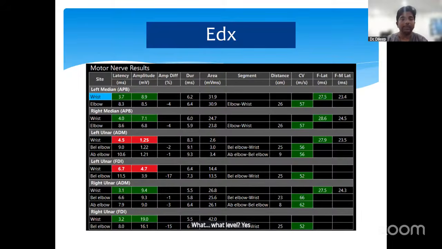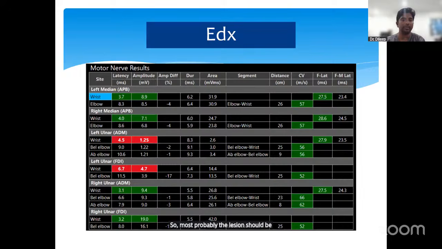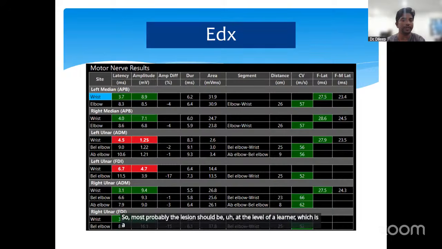Yes, ma'am. As the patient has only motor weakness involving the interossei and the ADM, with no sensory involvement of any digits or the palm, it can be distal, maybe at the level of the wrist, or distal to the wrist, because the sensories are all normal. The only complaint is motor involvement of the interossei and the hypothenar muscles. So most probably the lesion should be in the ulnar nerve, distal to the level of the wrist, ma'am.